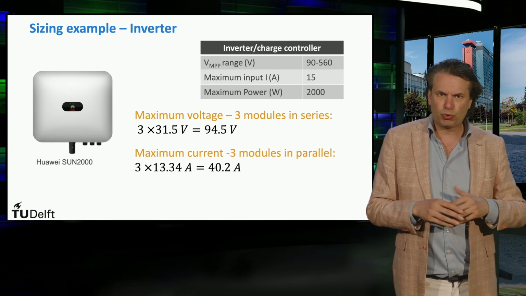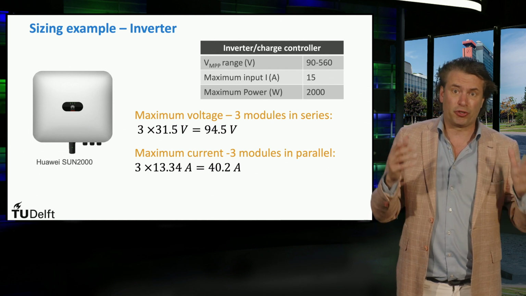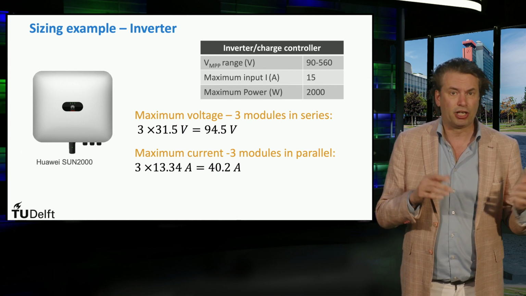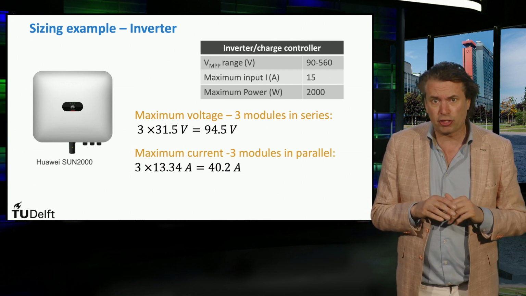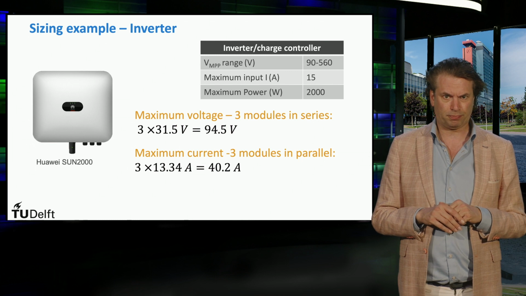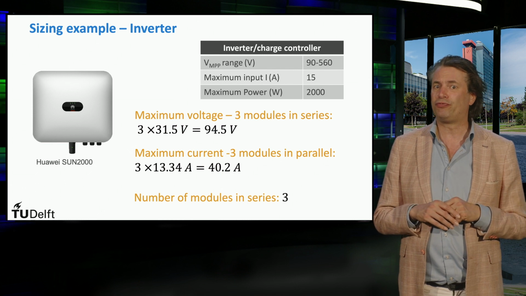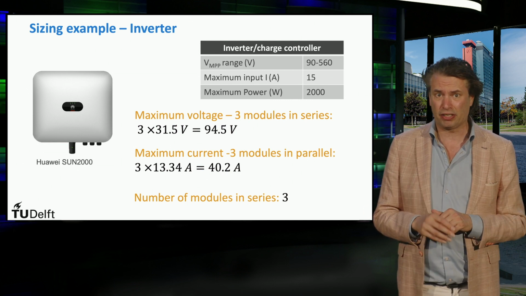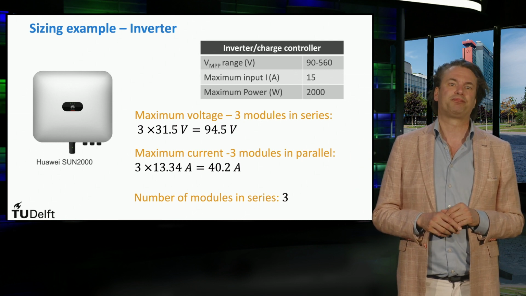When the 3 modules are connected in parallel, the maximum current at the maximum power point is obtained and equals 3 times the current at maximum power point of the module, which is 3 times 13.34 amps, which is 40.2 amps. In this case, if the modules were operating at a short circuit condition, the maximum input current of the inverter would see 3 times 14 amps, which is 42 amps. Considering the specs of the inverter, the maximum input current is equal to 15 amps, which means that the 3 modules should be connected in series in a single string. The voltage of the 3 modules in series fits within the input range.